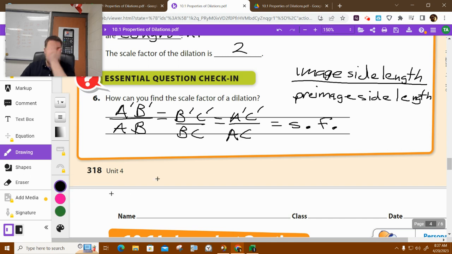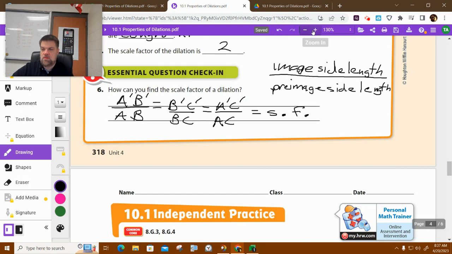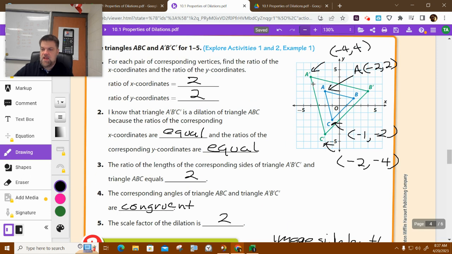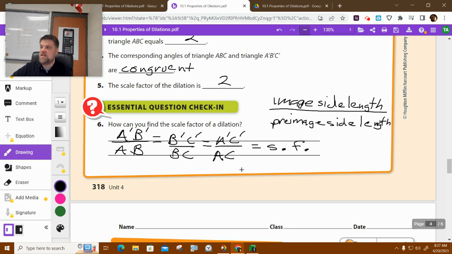Okay? In other words, if I measured the side length, like if I took a ruler and I measured this side length, and then I measured this side length, it would be 2 to 1. If I measured B to C, and then I measured B prime to C prime, B prime to C prime would be twice as long as BC. The distance from A to C, if I measured that with a ruler, the distance from A prime to C prime will be double whatever that number is. Does that make sense? Thumbs up, thumbs down if you understand what I'm saying. Okay, good.